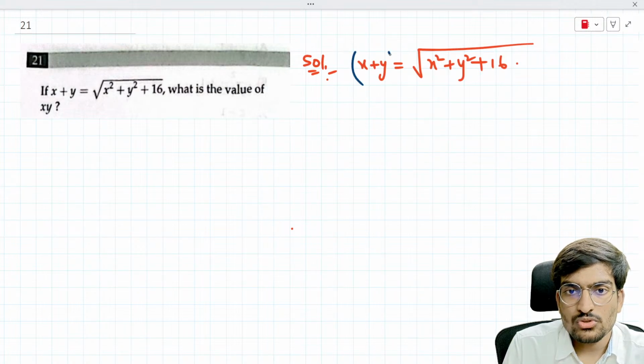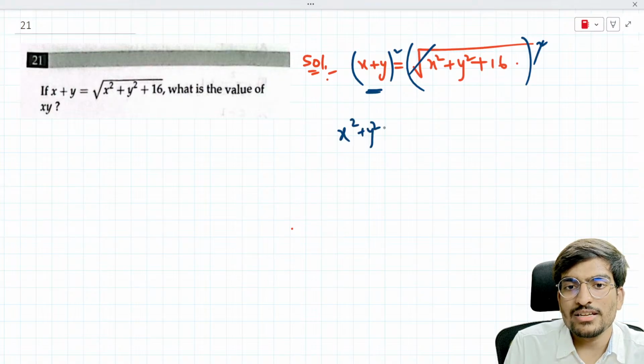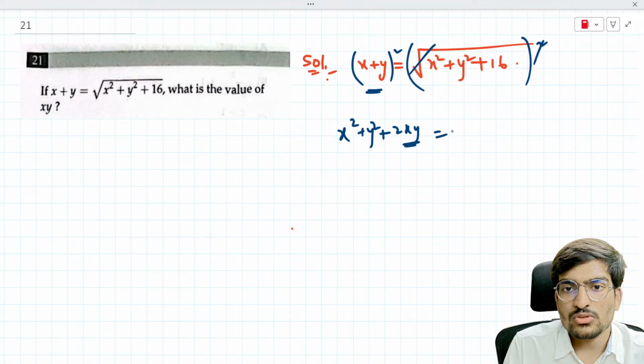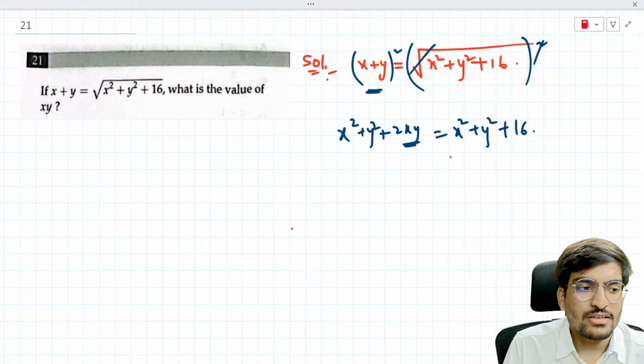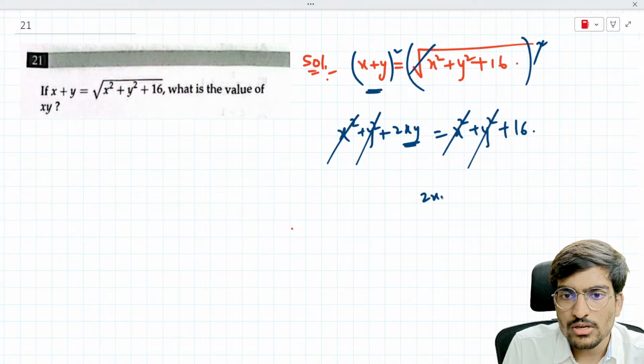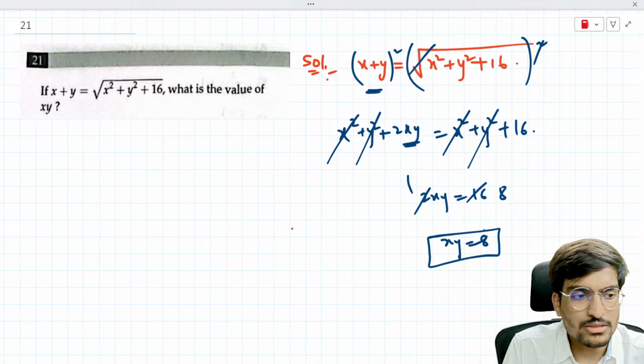Now we square on both sides. When we square up, the square root goes away, and this thing we expand. Why do we expand? We need something with xy. That's what they are asking. So that's why we expand. So 2xy equals x² + y² + 16. And so x² and y² cancel, and 2xy equals 16. 2 ones are 2, 2 eights are 16. So xy equals 8.